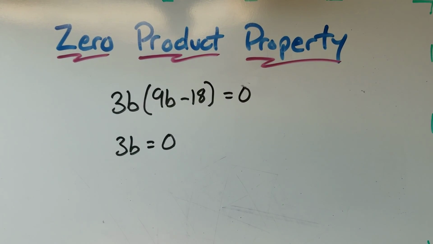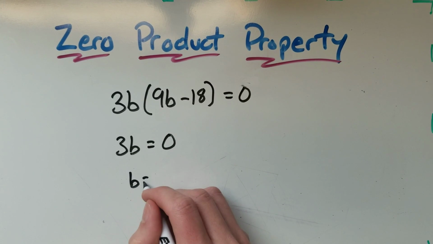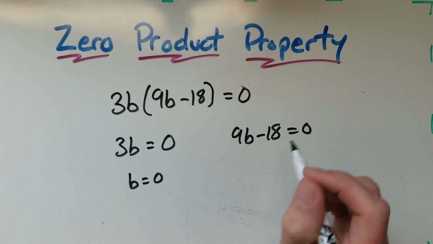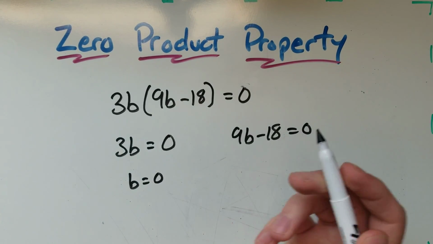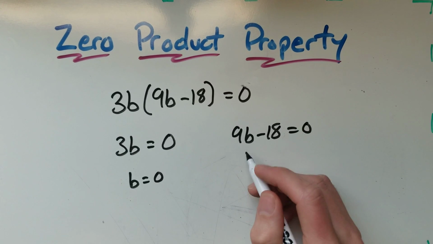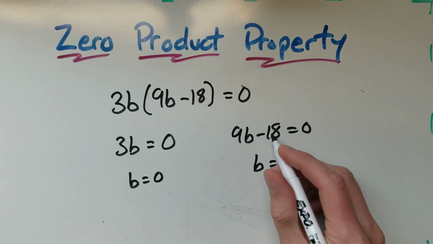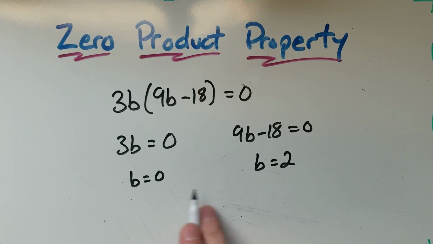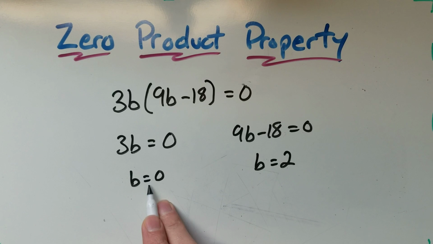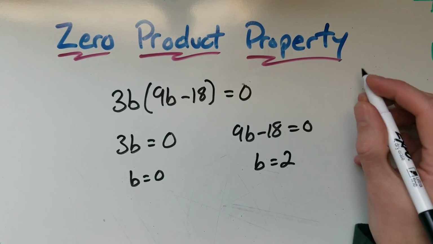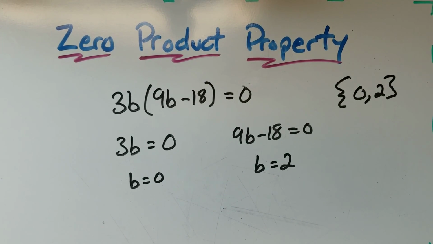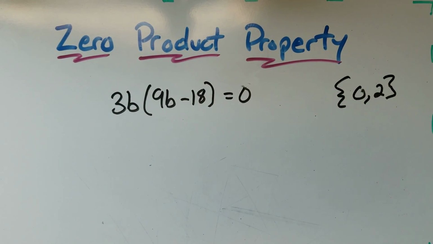Either 3b is 0, in which case b would be 0, or we have the possibility that 9b minus 18 is 0, because if this whole thing equals 0, it'll still make everything equal 0 when we multiply, which would make b equal to, well, you add 18, divide by 9, you get 2. So our two possible answers here are b could either be 0 or b could be 2. And if we want to check to see if they're right, we'll make a little solution set here. Our two solutions are 0 and 2. Let's check and we'll see if they actually work.